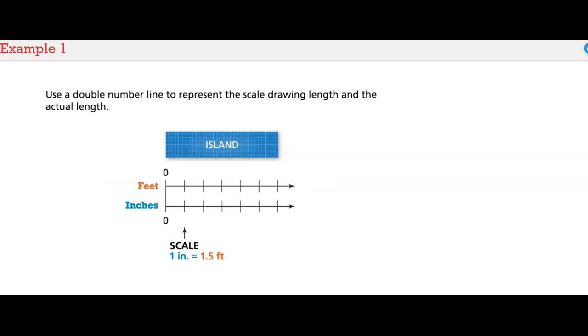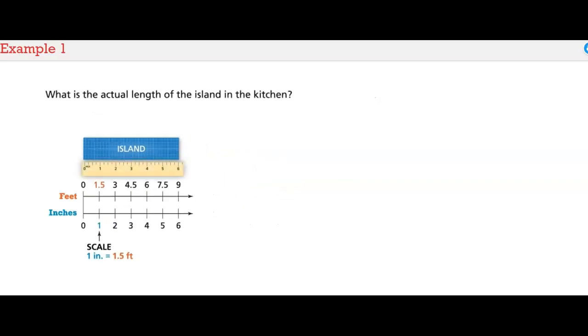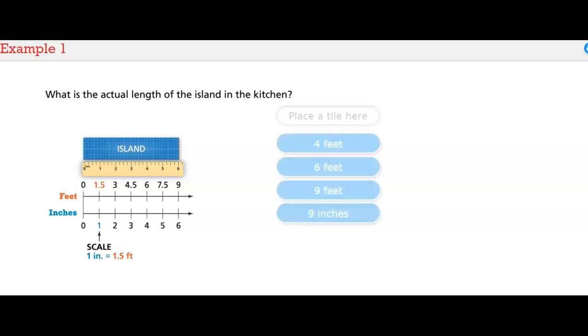Here is one way. Use a double number line to represent the scale drawing length and the actual length. The scale is 1 inch for the blueprint is equivalent to 1 5/10 feet for the actual kitchen. This means that as the number line for the blueprint increases by 1 inch, the number line for the actual kitchen increases by 1 5/10 feet. As shown by the number lines, what is the actual length of the island in the kitchen? Select your answer.